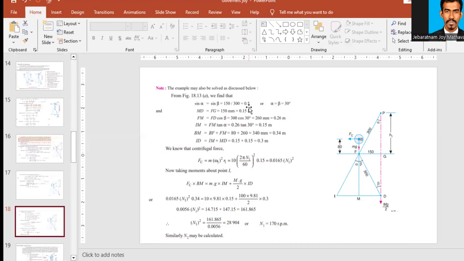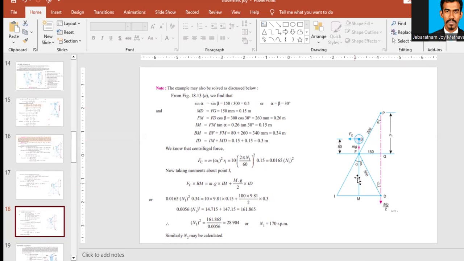So we know if sine alpha is equal to 0.5, alpha would be equal to 30. Sine theta equal to 0.5 means theta is equal to 30, that we know. So therefore alpha is equal to beta is equal to 30. So this angle is 30, this angle is 30.